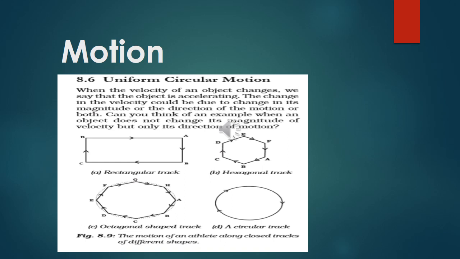When an object does not change its magnitude, but only its direction changes, then what will happen? Here you see a rectangular track, and here a hexagonal track, an octagonal and a circular. So what is meant by this track? Let's know about this in our next slide.